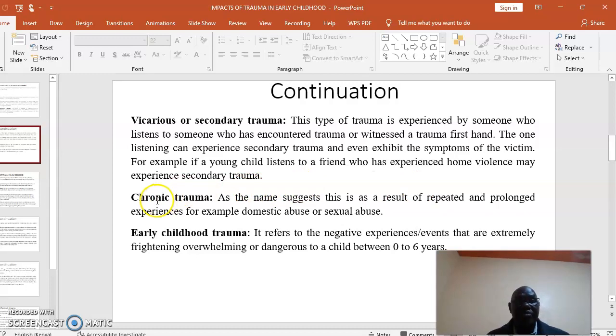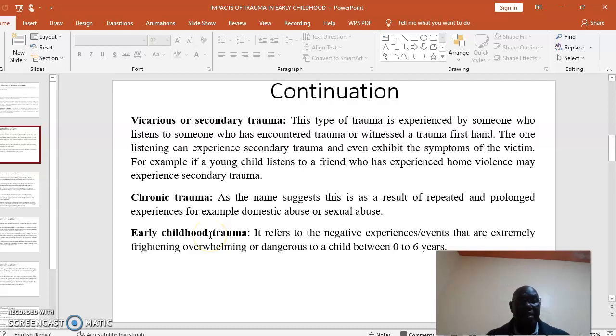The other type of trauma is called chronic trauma. As the name suggests, this is a result of repeated and prolonged experience, for example, domestic abuse or sexual abuse.